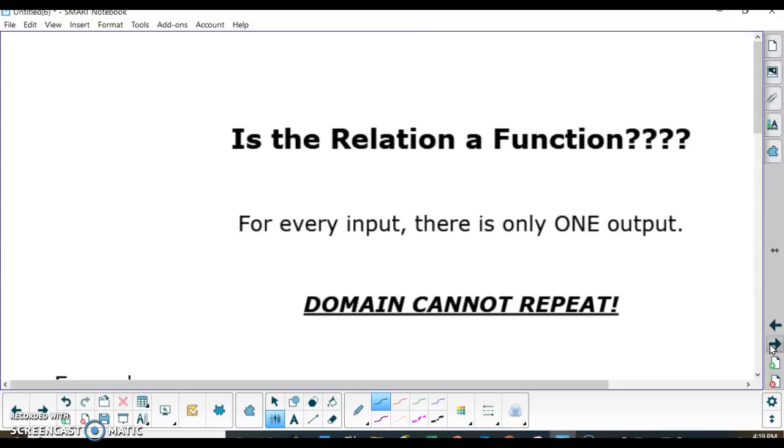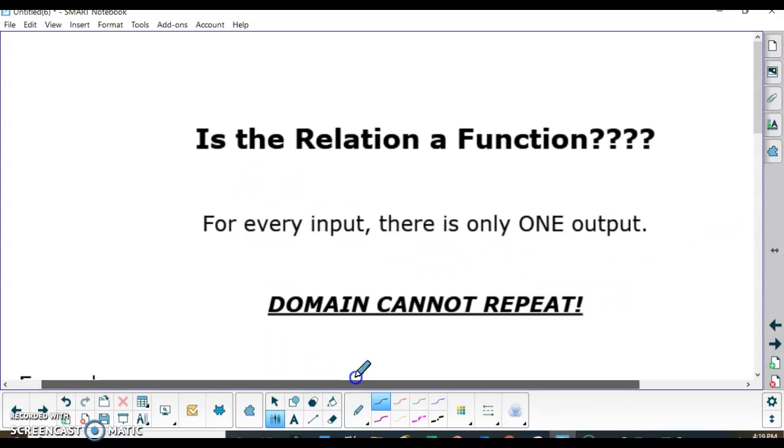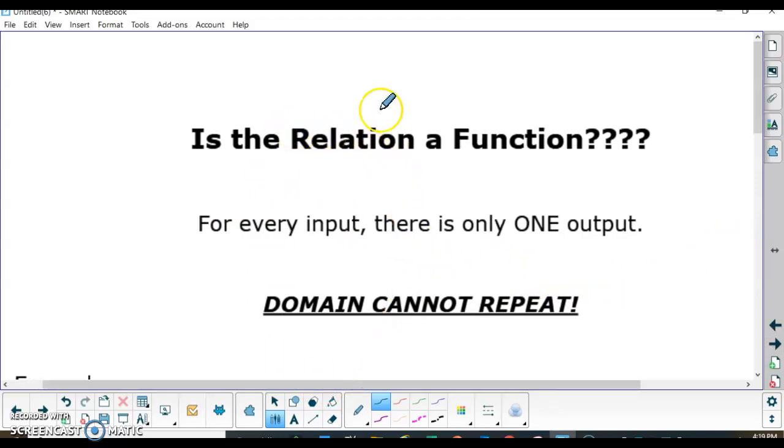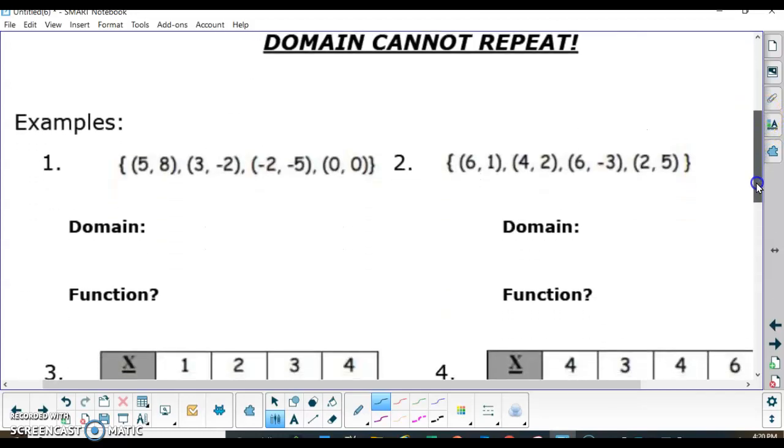So let's move on and see if something is a function or not a function. So we have continuous functions; they're just broken apart. However, all functions are relations. So all functions are relations. Not all relations are functions. How do we know it's a function? Every input only has one output. So in other words, the domain cannot repeat.